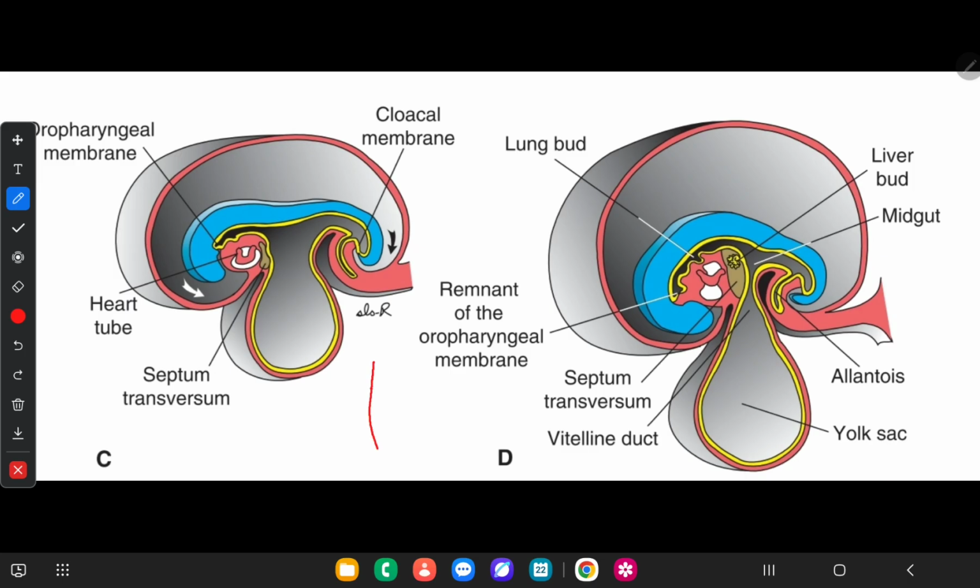After the formation of the initial primitive body cavity, the primitive body cavity is like this. So, this has to be divided into the upper thoracic cavity and the lower peritoneal or abdominal cavity. For the division, there must be a structure to divide the thoracic cavity and the abdominal cavity separately. Although the septum transversum is there in between the thoracic cavity and the stalk of the yolk sac, it does not completely separate the thoracic cavity and the abdominal cavity.